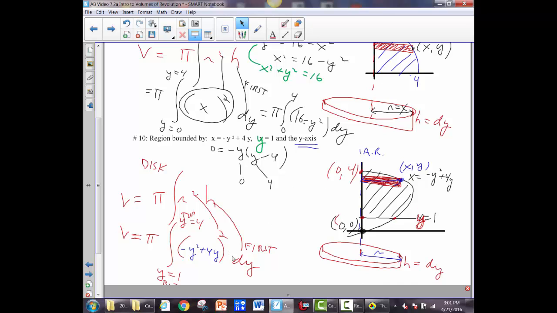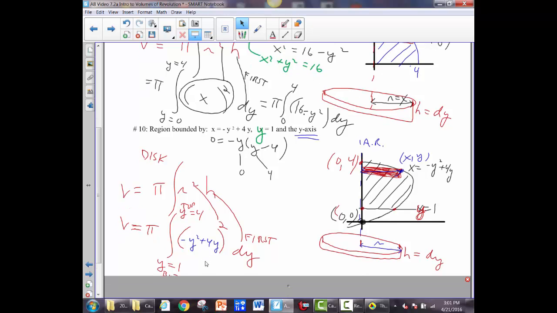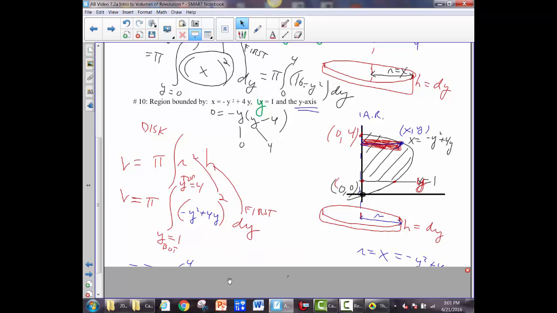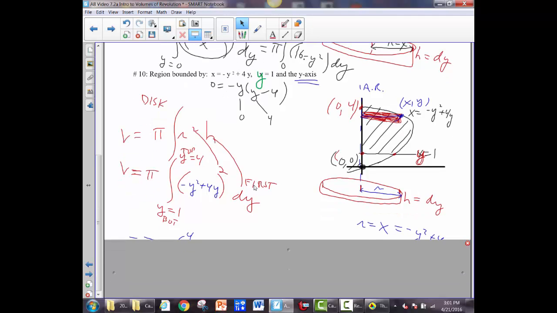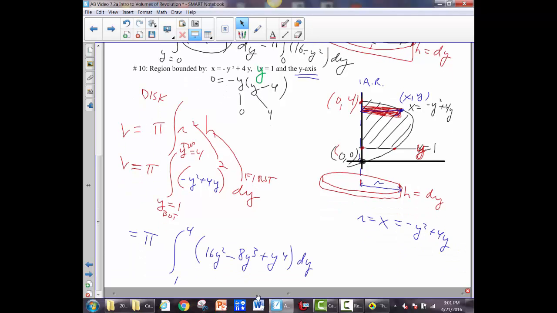But of course, because this is dy, everything has to be in terms of y, so I will have to replace that radius, which is x, by what x is equal to in terms of y, which is negative y squared plus 4y. Again, because it's in terms of y, we're going to go from the bottom border, which is y equals 1, to the top border, which is y equals 4. And then you'll square that and be on your way.